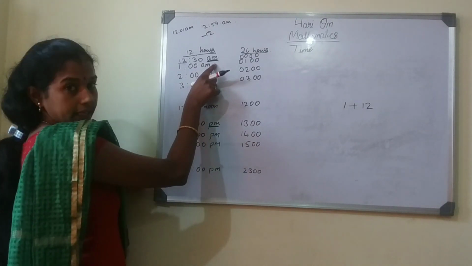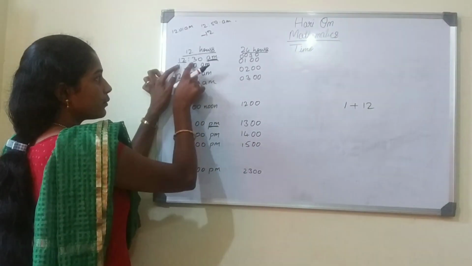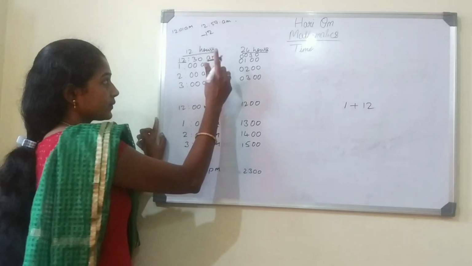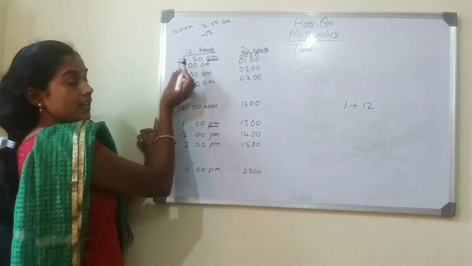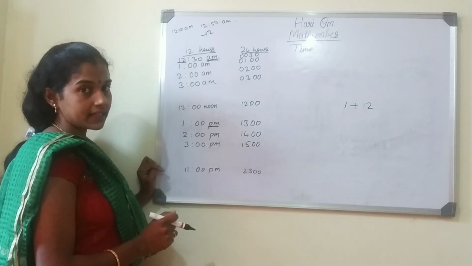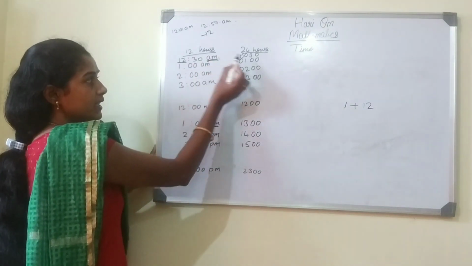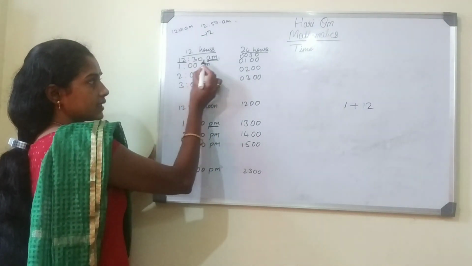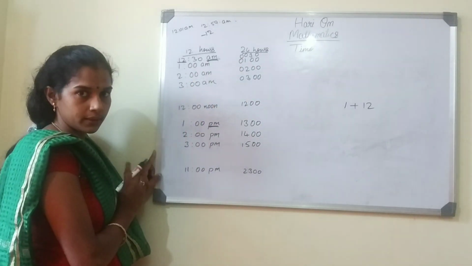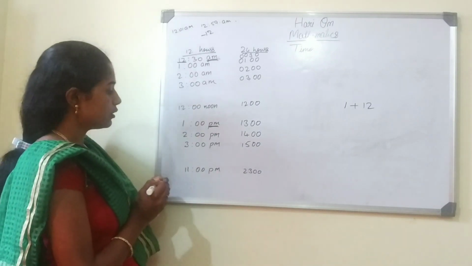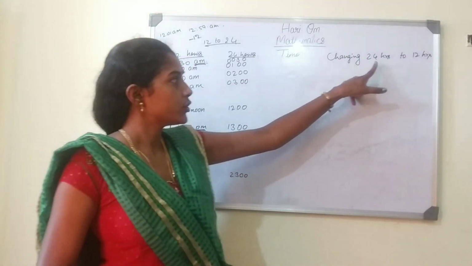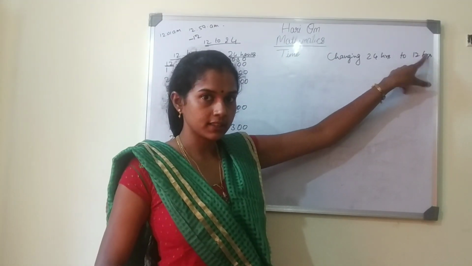Here in AM, if it is 12:30 AM, in hours if it is 12, we are going to subtract 12. So 12 minus 12 will be 0. So minutes, 30 minutes. Understood, children?